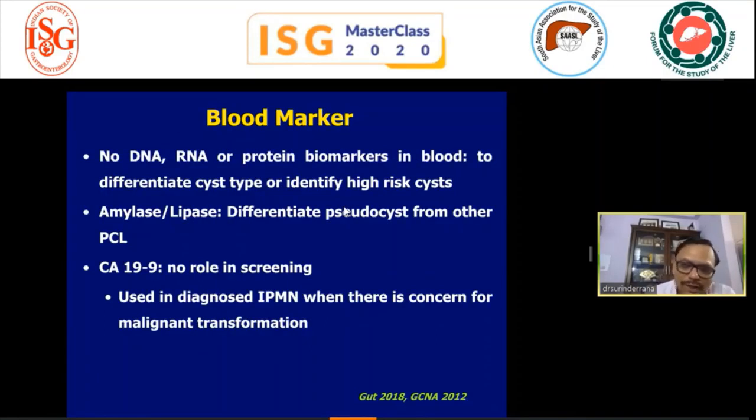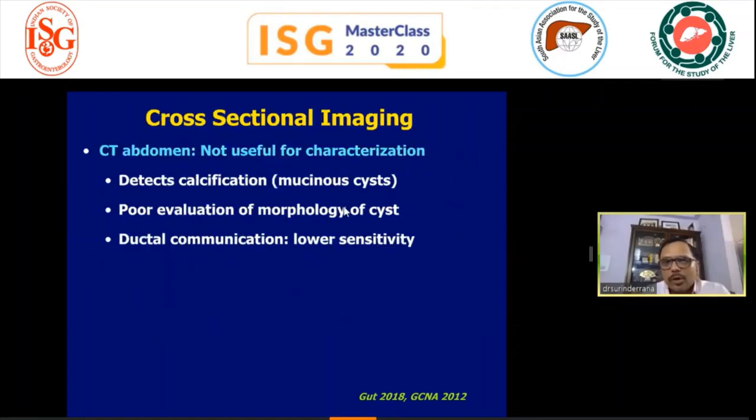Again, like a solid SOL, even in cystic SOL, there is no DNA, RNA, or protein biomarker in blood which can differentiate various cyst types or identify the high risk. I have talked about amylase lipase, their role in differentiating pseudocysts from other PCLs. And CA19-9, as in solid, similarly in cystic SOL, doesn't have any role in screening. However, in a subset of patients with diagnosed IPMN, you can use it as a marker for malignant transformation or a coexisting adenocarcinoma.